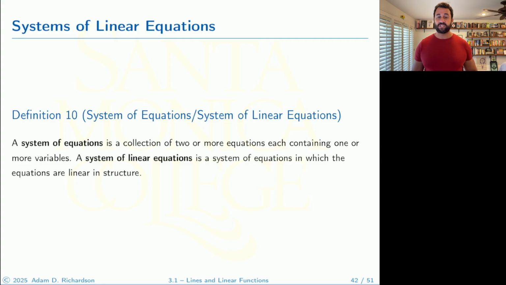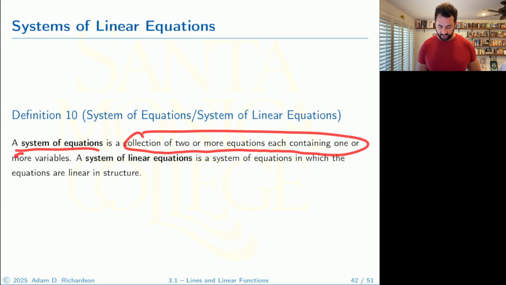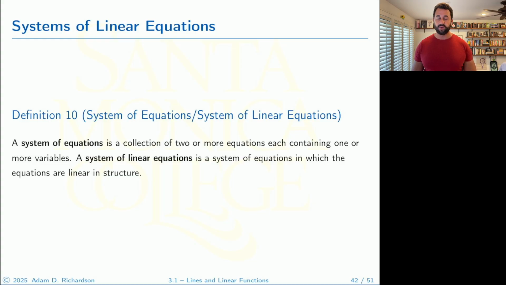But let's start with just defining what a system of equations is and a system of linear equations. So a system of equations is just a collection of two or more equations, each containing one or more variables. So when you think about a system of equations, I just want you to think of a list of equations. Could be any number of variables, any number of equations. That is a system of equations. What is a system of linear equations? A system of linear equations is a system in which the equations are all linear in structure.